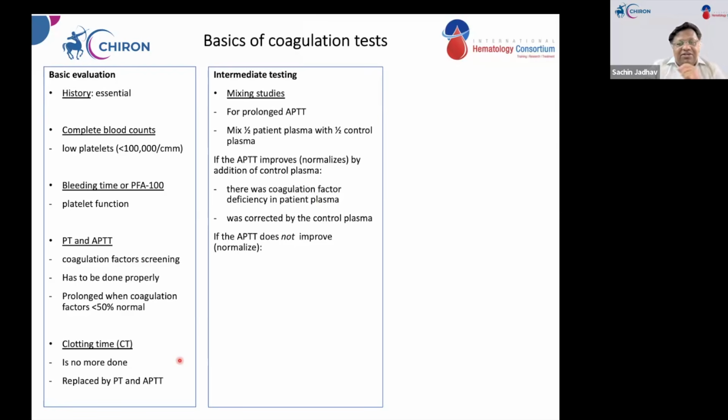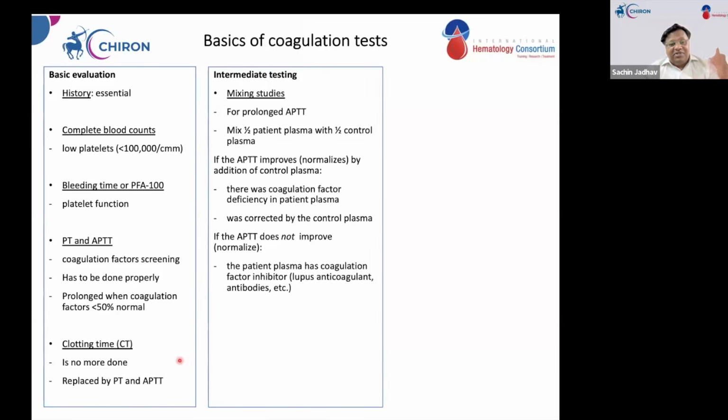So this tells me that my patient's APTT was prolonged because of factor deficiency, coagulation factor deficiency, right? However, in spite of adding control plasma, if the APTT stays at 60, it does not improve, then that means that my patient's plasma has some clotting factor inhibitor. It has a clotting factor inhibitor, right? And one of the inhibitors is lupus anticoagulant. So my patient plasma has a lupus anticoagulant or some clotting factor inhibitor. So even when I add control plasma, this inhibitor is not allowing the clotting factors from even the control plasma to work.